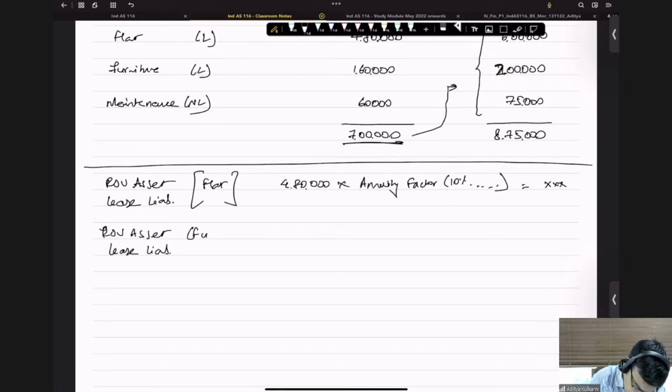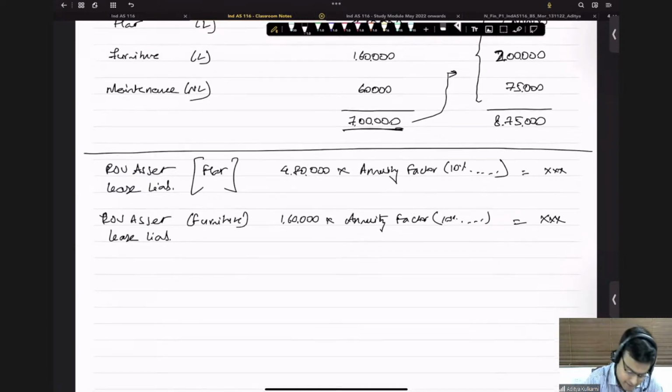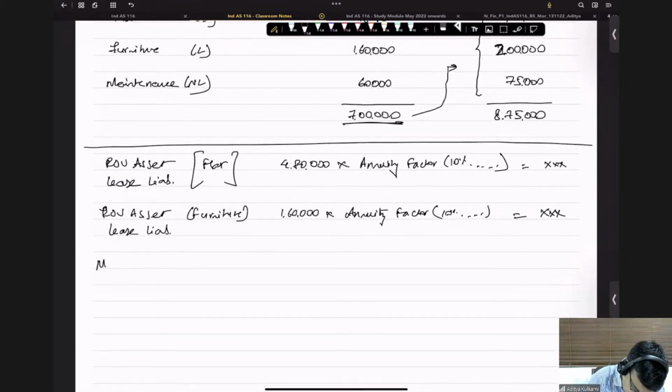Moving on to ROU asset lease liability of the furniture. This will again be a second lease liability, 1,60,000 into annuity factor, whatever, 10% for example. So this is going to be my second ROU asset and lease liability. And coming to maintenance.